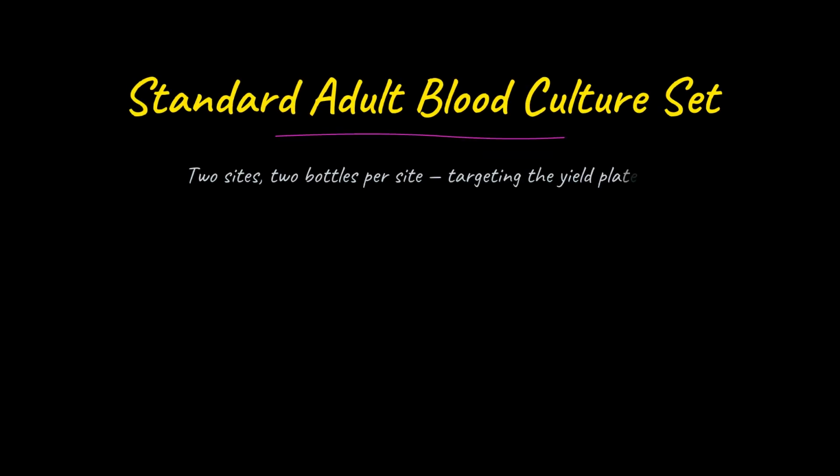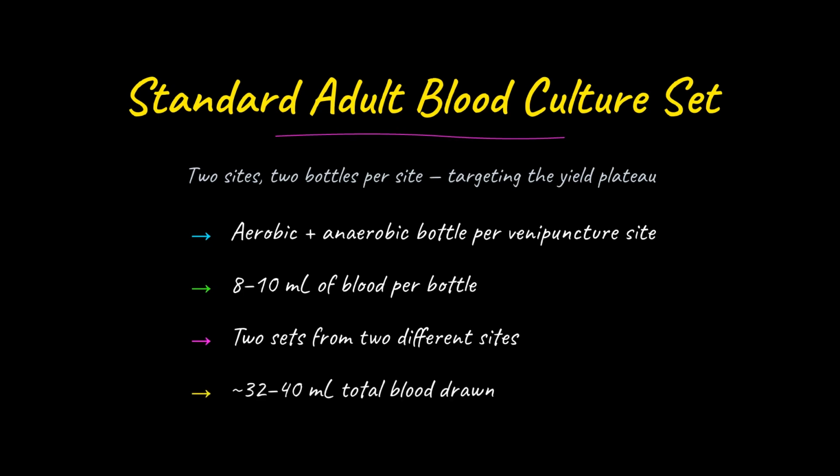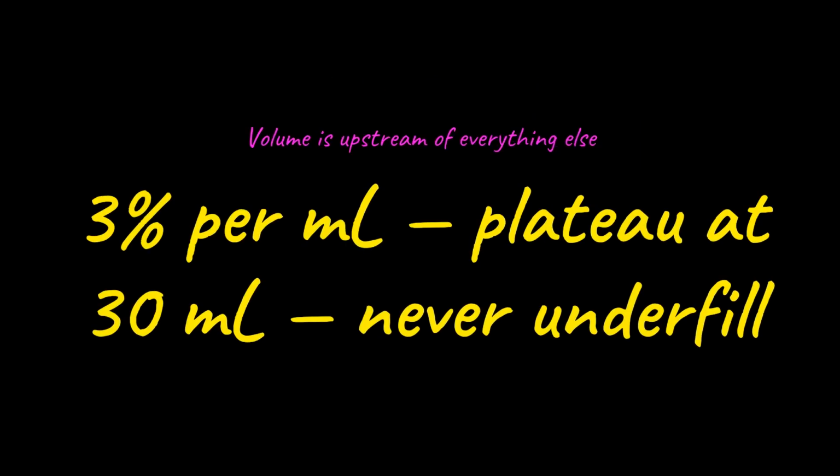The standard adult set is designed to hit that plateau. 2 venipuncture sites, each yielding an aerobic and anaerobic bottle filled with 8 to 10 milliliters. Totals roughly 32 to 40 milliliters across 4 bottles, right at the optimal range identified by the yield curve. Remember incubation time, broth composition, and paired bottles all matter, but volume is the single most studied lever for sensitivity. 3% per milliliter, plateauing near 30, that is the number to know.